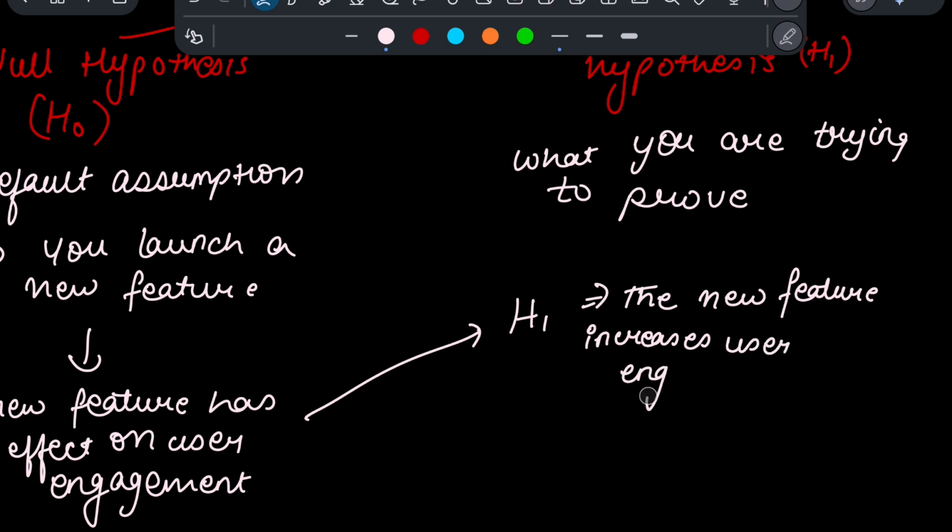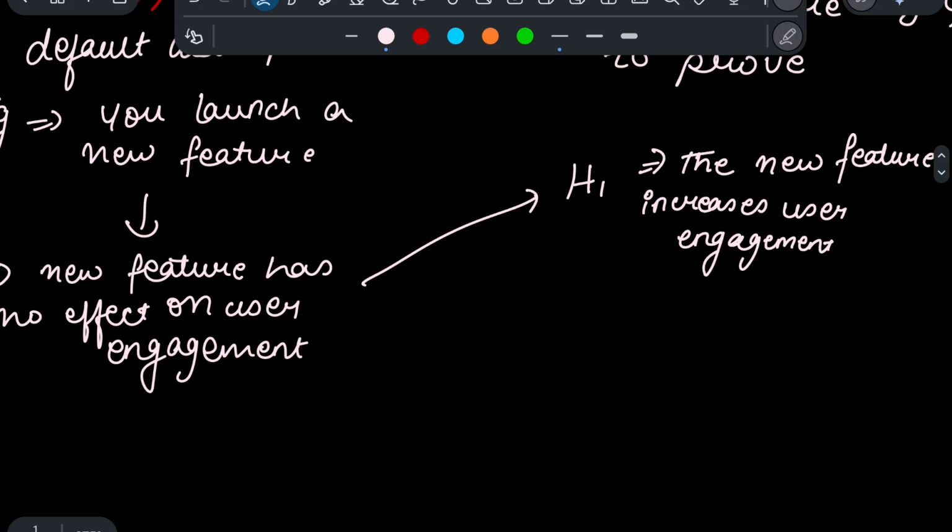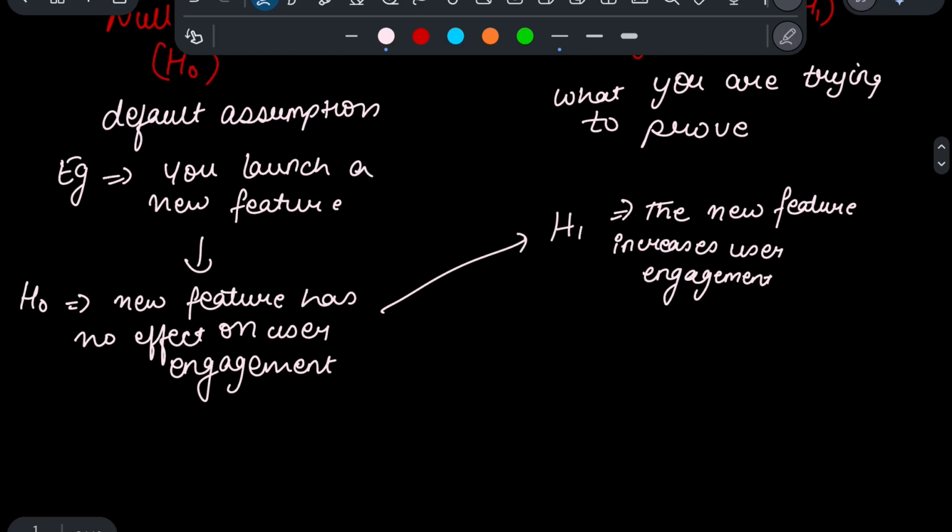Think of it like a courtroom. In the courtroom, your null hypothesis is that the person is innocent, and your alternative hypothesis is that the person is guilty. The courtroom assumes the person to be innocent first, and only if strong evidence is present, like if the advocate has proved that this person is not innocent, can we reject the assumption that the person was innocent.